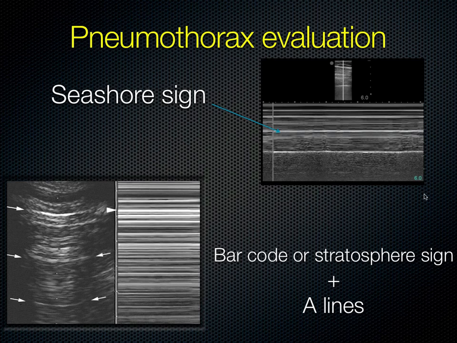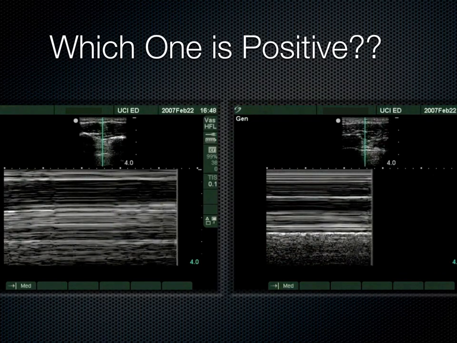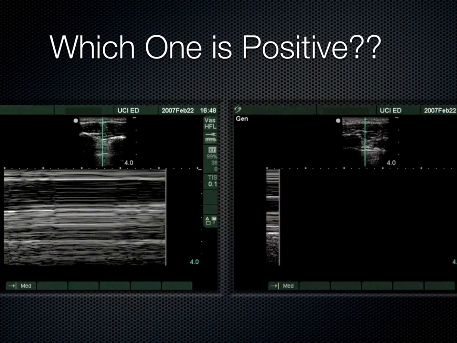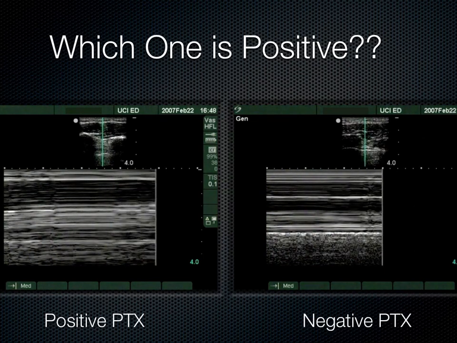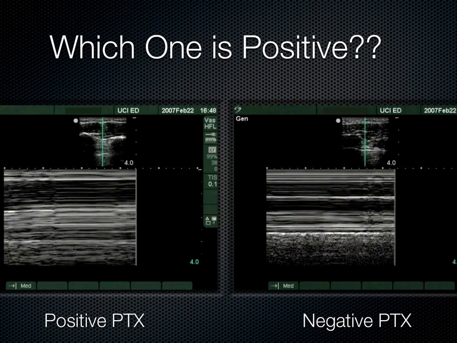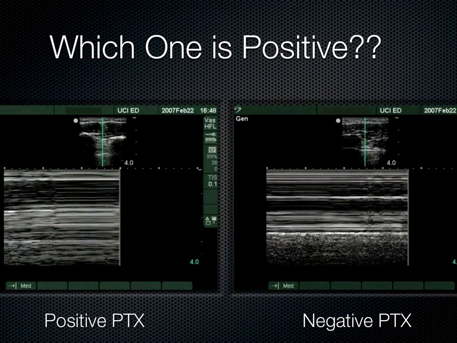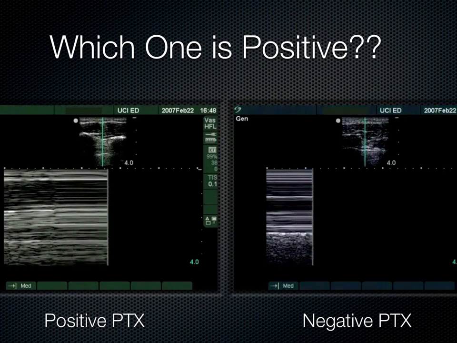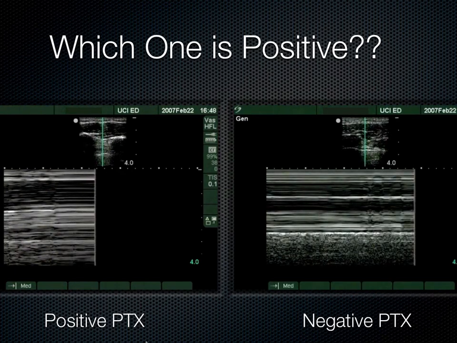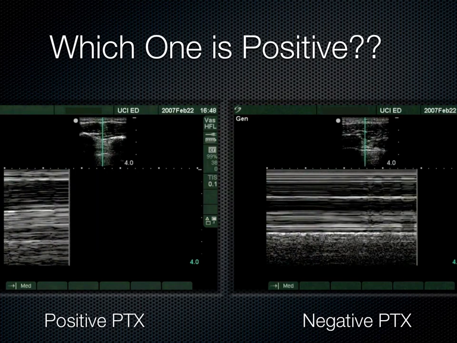Side-by-side comparison of the appearance of a seashore sign with the appearance of a barcode sign, and again, pneumothorax can have A lines but will not have B lines. In this example, which side is positive? Right. So there is a positive pneumothorax in the image on the left of the screen that you're seeing right here, which shows the barcode, and here we have the Sky-Ocean Beach, negative pneumothorax.